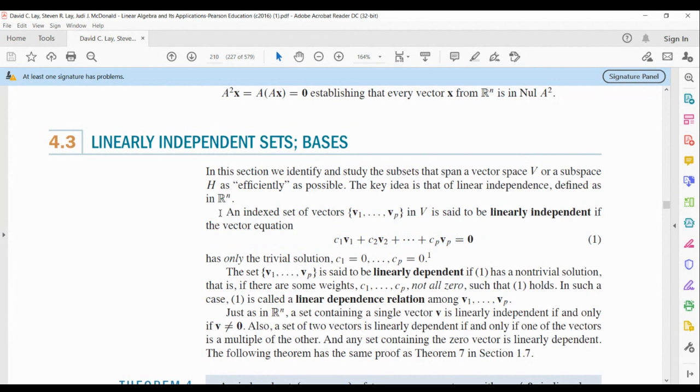Okay. So linear independence is a concept that you learned, I'm trying to find the section where you learned about when a set of vectors was linearly independent. And that, according to my information, is back in section 1.7.